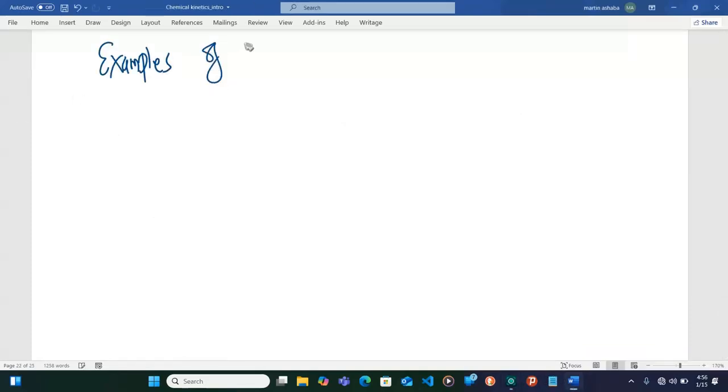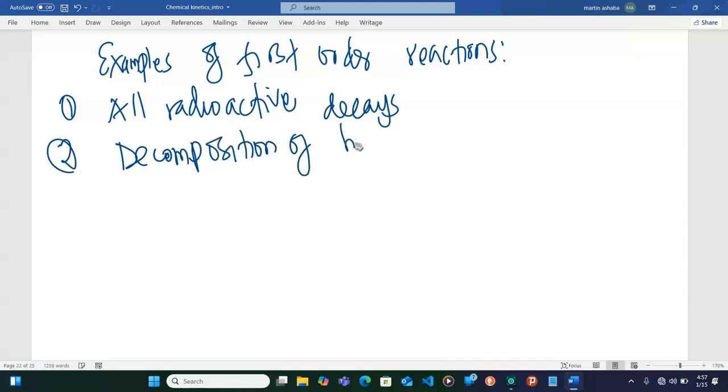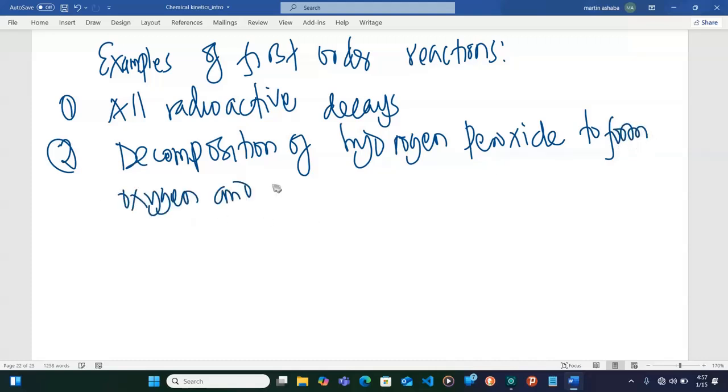Examples of first order reactions. First of all, we know that all radioactive decays are first order reactions. Then another example is the decomposition of hydrogen peroxide to form water and oxygen.